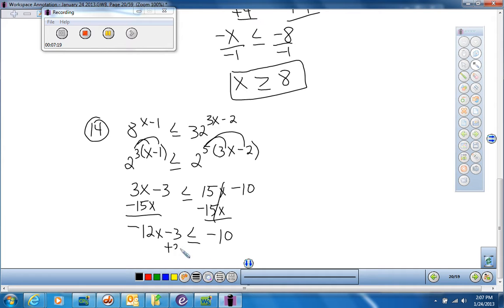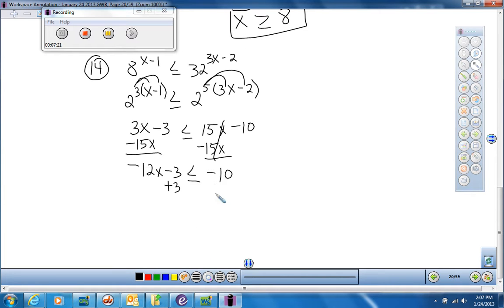I'm going to add 3 to both sides, move the 3 over. So now I have negative 12x is less than or equal to different signs, subtract. Take the sign of the one with the larger absolute value. So I end up with negative 7. Then I'm going to divide both sides by negative 12.